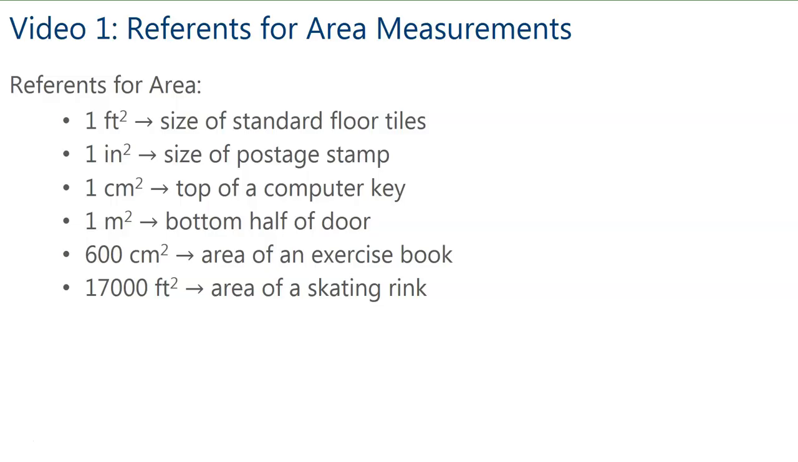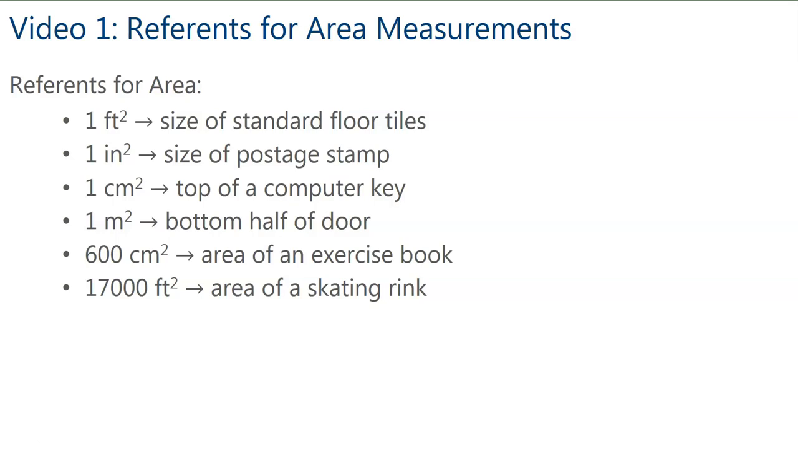Now, knowing a slightly larger reference for area is helpful as well. 600 square centimeters is the area of an exercise book. So if I was estimating the area of my desk, using an exercise book as a reference as opposed to a postage stamp would be a lot quicker.